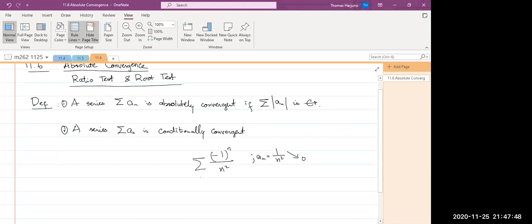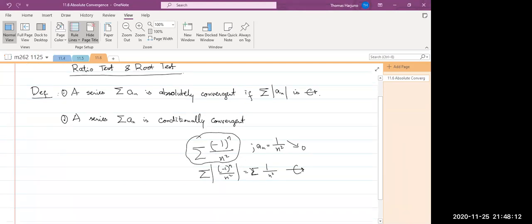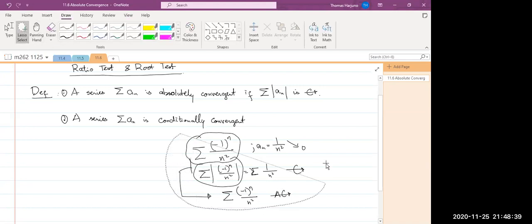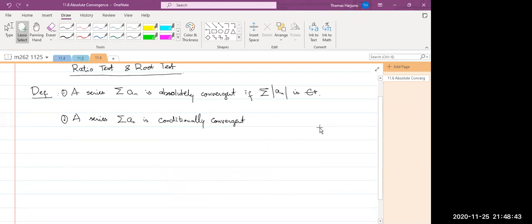Now the thing is, even if you apply absolute sign, it becomes a P series with P equals 2. This is still convergent. So the original series, in this case alternating, is convergent. The absolute is also convergent. Therefore, it's absolutely convergent. You see what I mean? So you will see later on, one way to show convergence is to show that it is absolutely convergent. Okay?